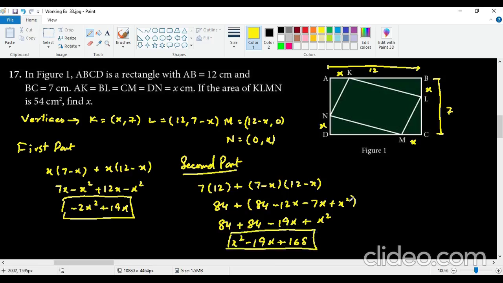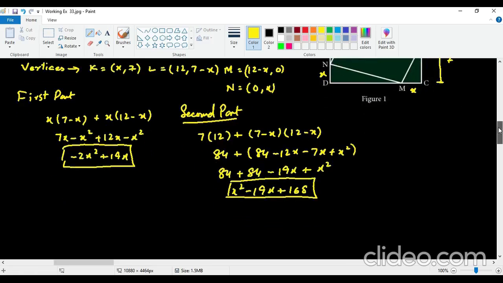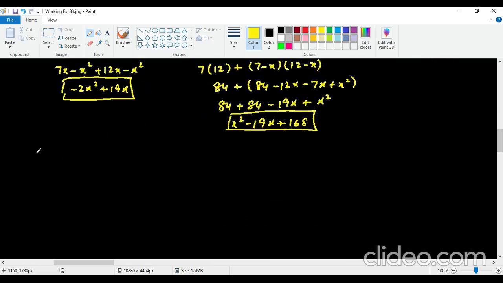Now we get the area. How do we get area? Half of 19x minus 2x square. This is the first part, minus 168, or if I make it much easier, 2x square minus 19x plus 168.